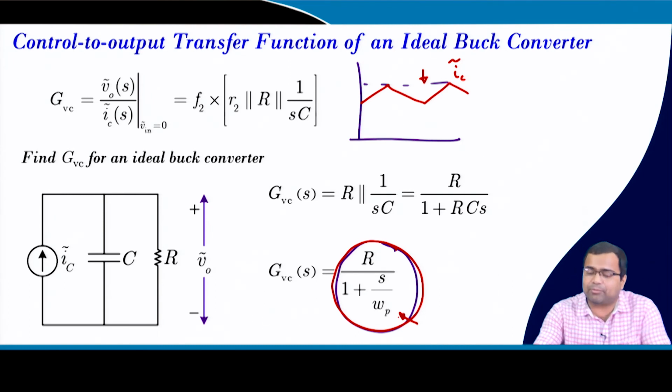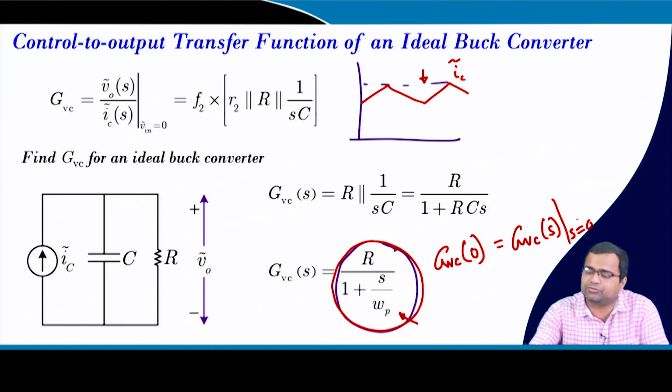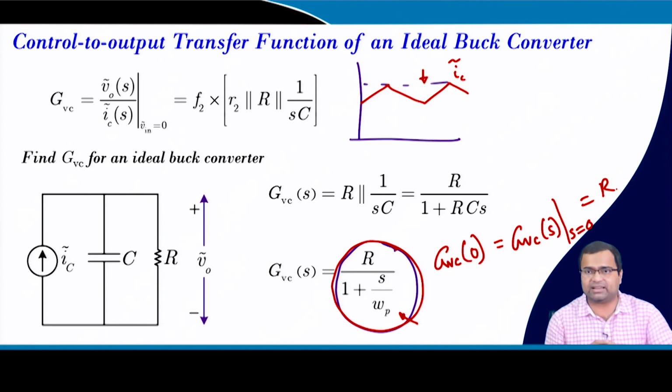But another important point I will show you is the DC gain. DC gain means you take GVC(S) and substitute S equal to 0, and you will get simply R. So, DC gain is a load dependent term, and you will see that is a major problem in current mode control. It has a poor load regulation.